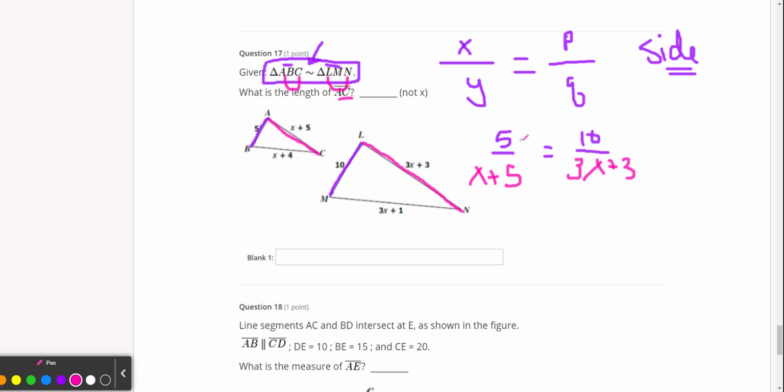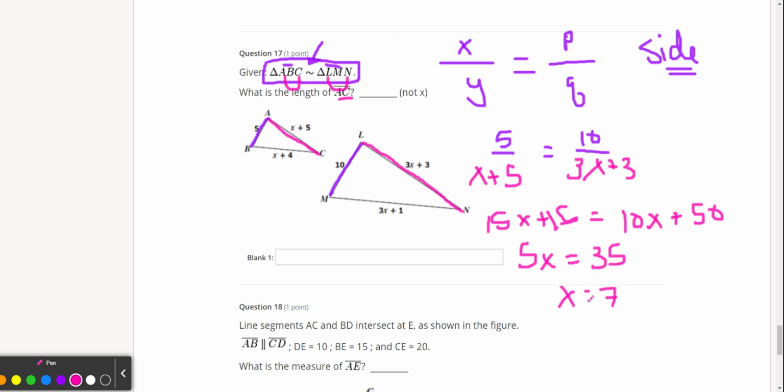When you cross multiply, you get 5 times 3 is 15x, and 5 times 3 is 15. Wow, my hand is getting crazy. And then we distribute the 10. 10 times x is 10x, and 10 times 5 is 50. You want to move the 10x to the left and get 5x, and move the 15 to the right and get 35, and then we get x equals 7.